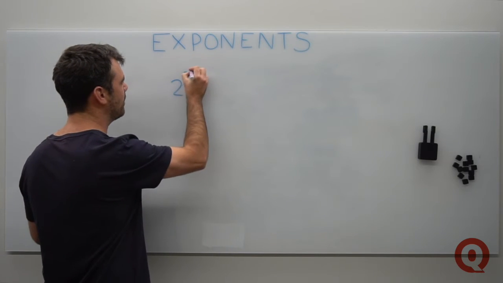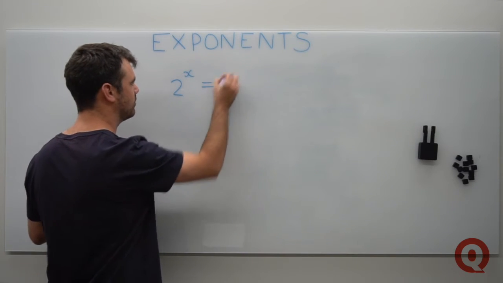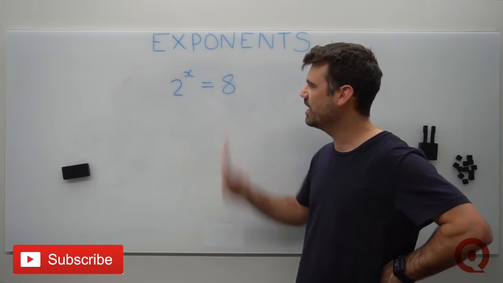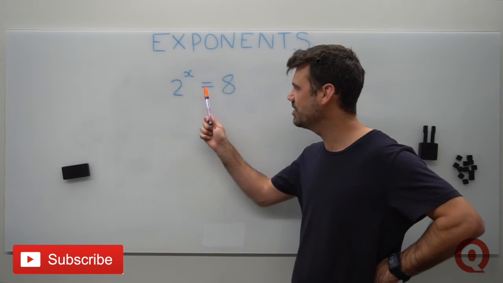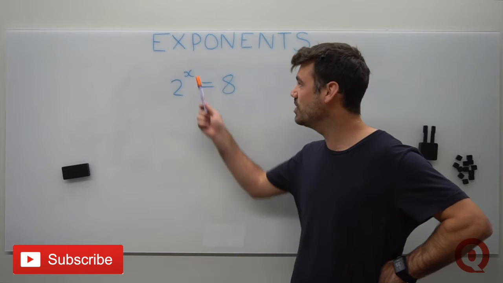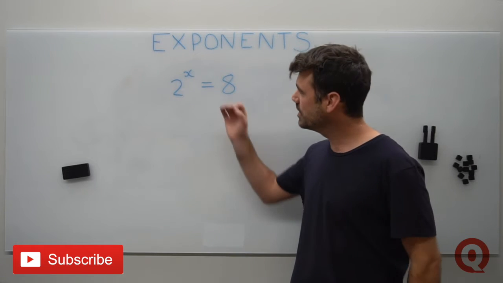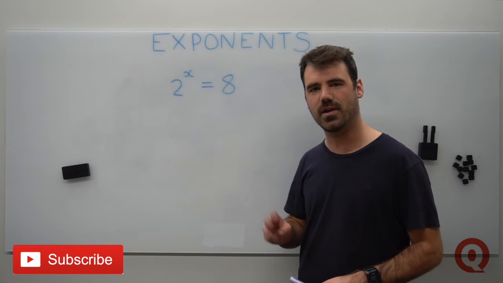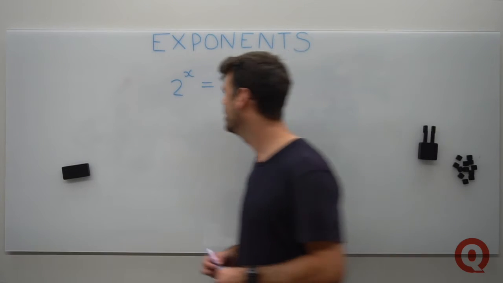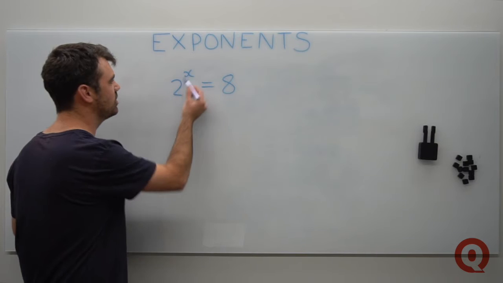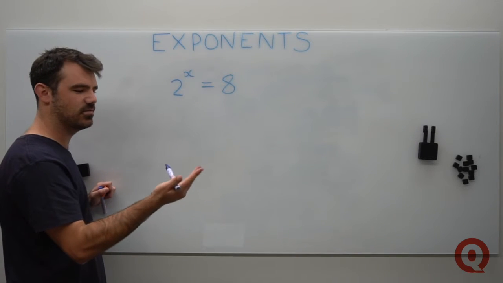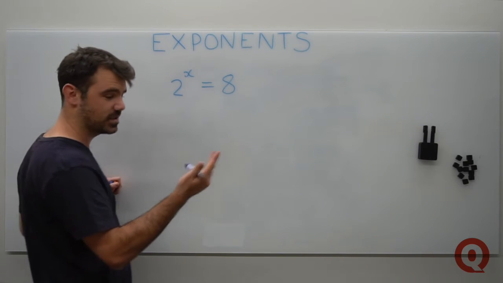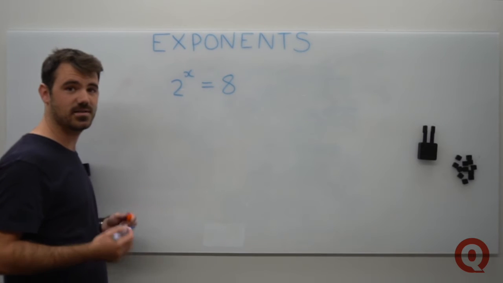2 to the power of x is equal to 8. We have an equation with an equal sign, and we're trying to solve for x. So 2 to the power of what gives me 8? We should know that it's 2 to the power of 3. If x was 3, 2 to the power of 3 is 2 times 2 times 2, which gives me 8. 2 times 2 is 4, times 2 is 8. And that's what x is going to be.